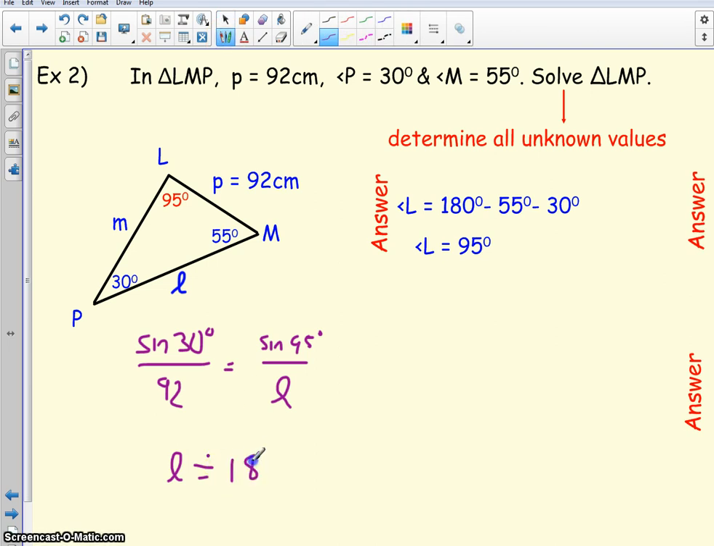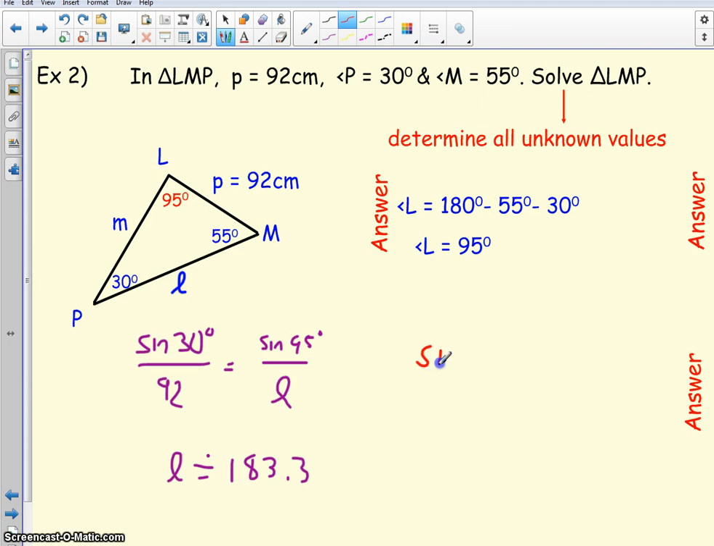And that should give you about 183.3. Okay. Similarly for M, set up the equation. Again, you have a choice between using the side we just calculated or the one that's given. Remember, to keep things accurate, use the ones that are given because those ones you know they're not rounded.